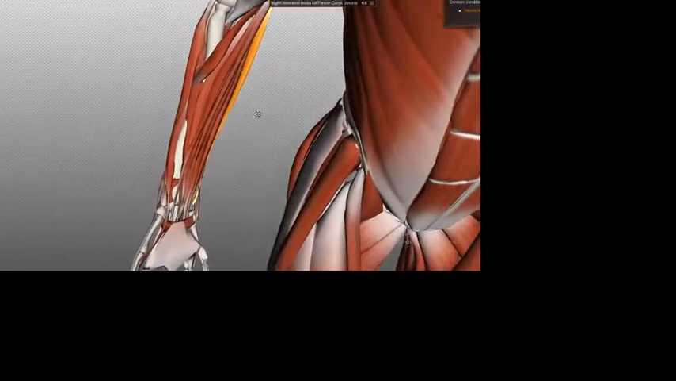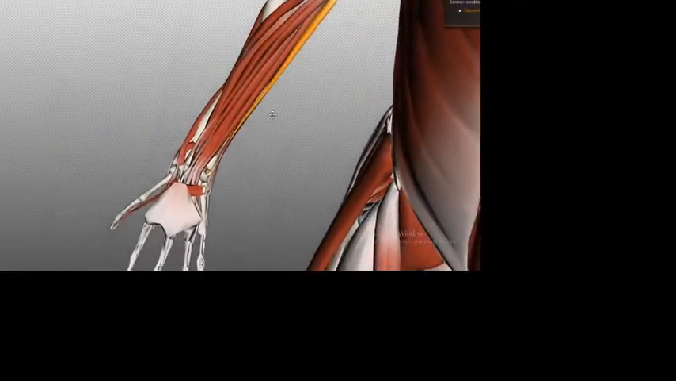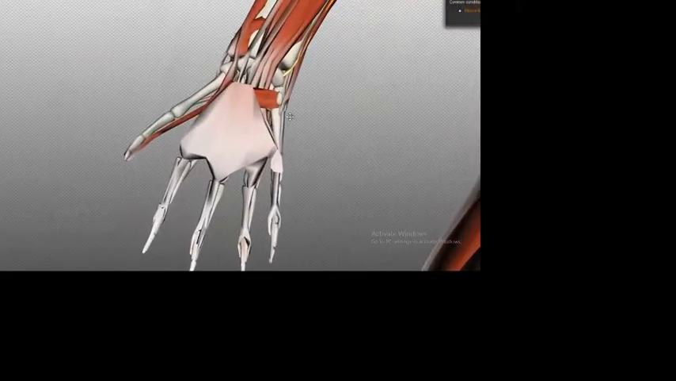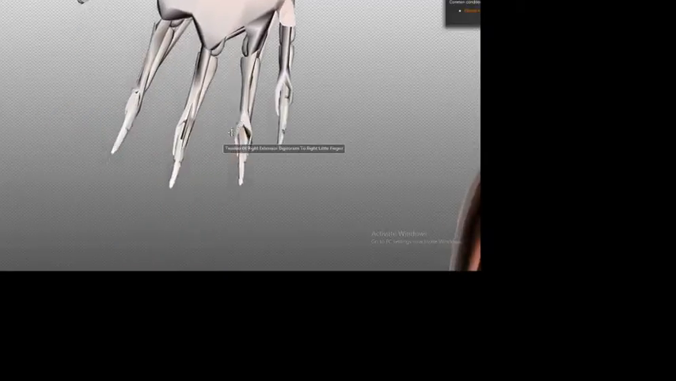What this muscle does is it runs down and it inserts at the wrist down here. It's not very clear on here, but it inserts on this little bone here, the pisiform bone, and this bone has ligaments which attach to this metacarpal, the fifth metacarpal bone.